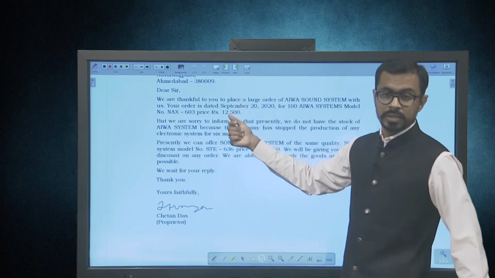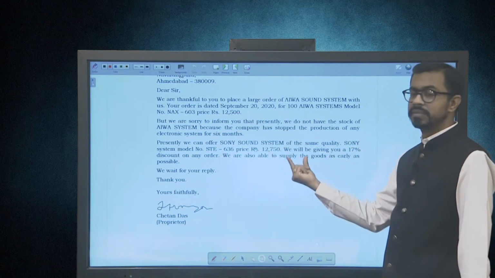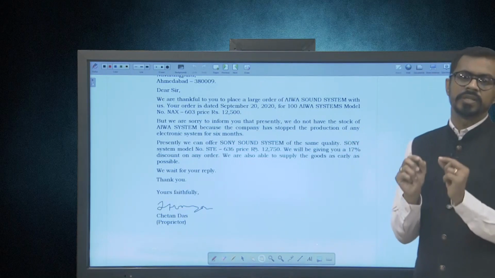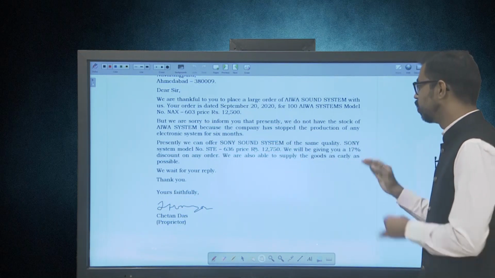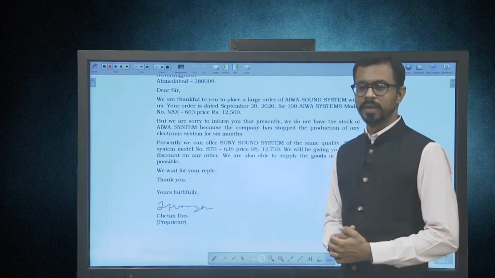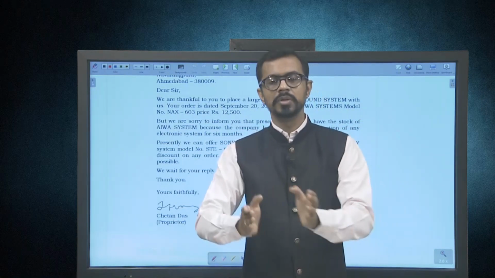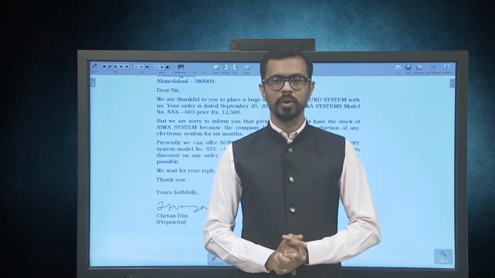Initially, the product that was asked for costs Rs 12,500. This one is 12,750. But we will be giving you a 17% discount on any order. We are also able to supply the goods as early as possible. So, instead of the stereo system of one company, you will be sent the stereo system of another company. That is what this letter talks about.